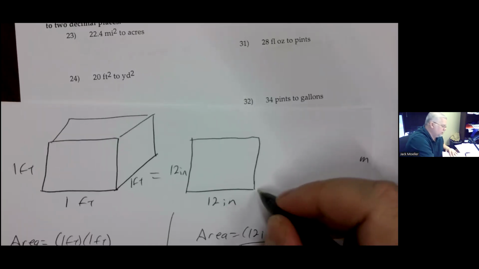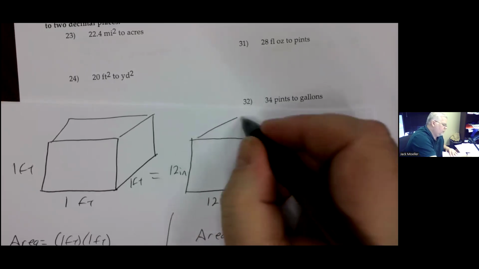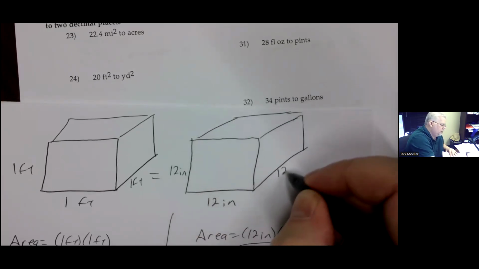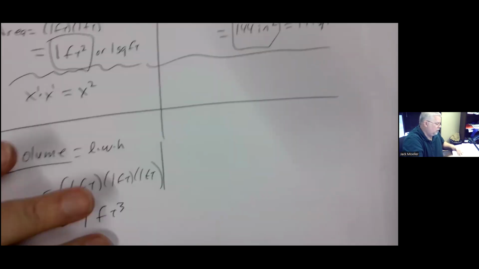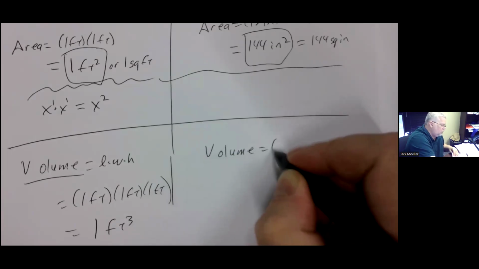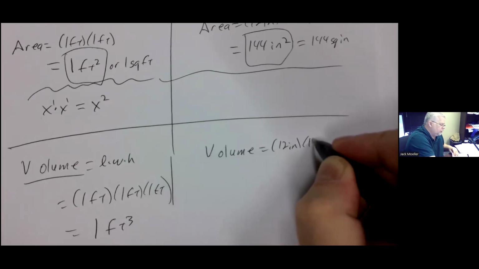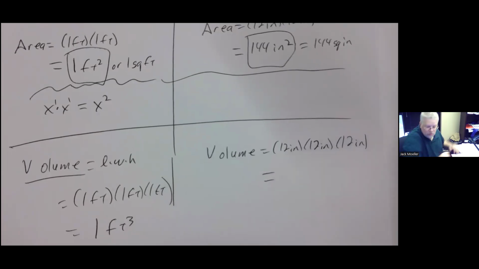Now, if we want this in inches, again, do your box, but now instead of having each side be a foot, we're going to say each side is 12 inches. So how do you get the volume? Well, length times width times height. So 12 inches times 12 inches times 12 inches. And what is 12 times 12 times 12? Whatever 144 times 12 is. So 1728.